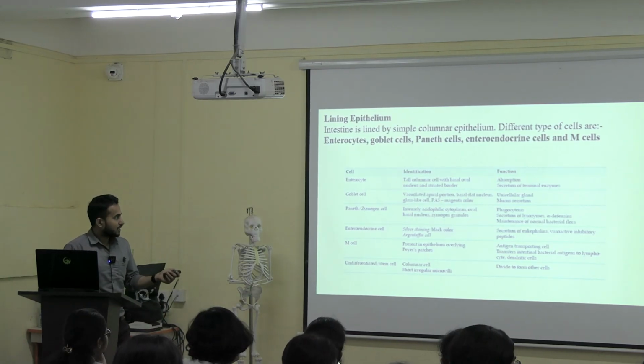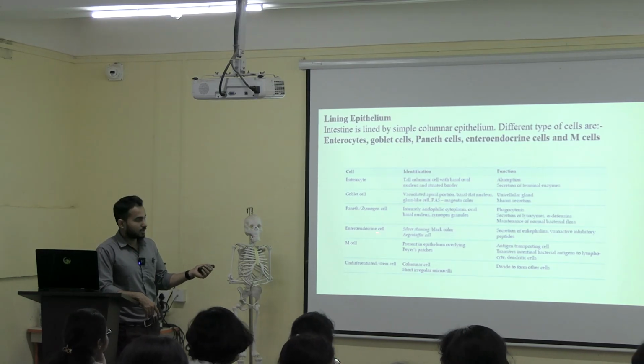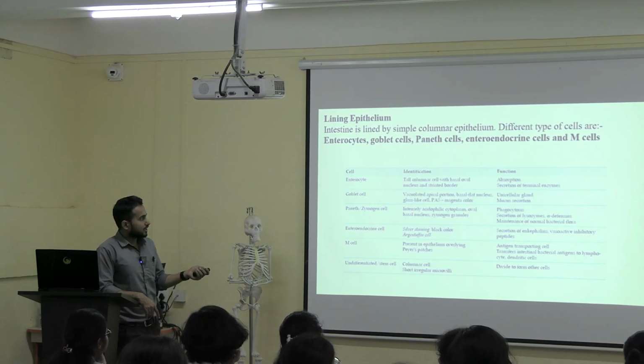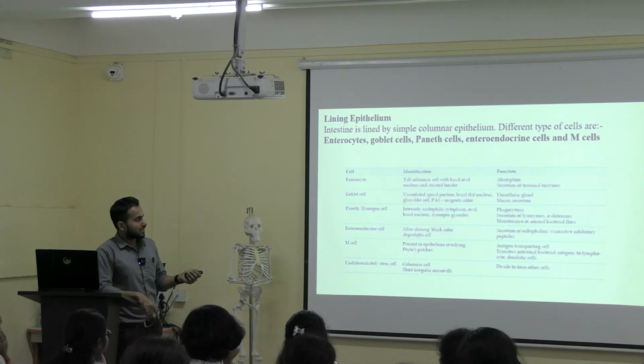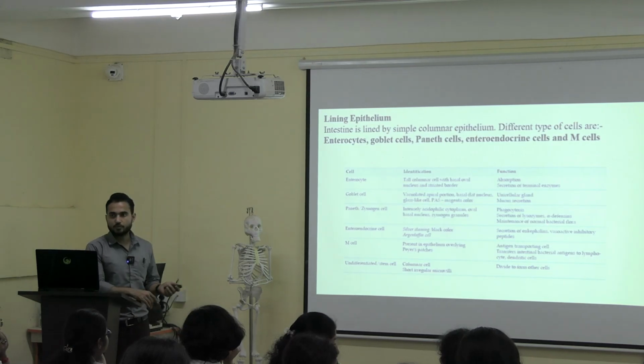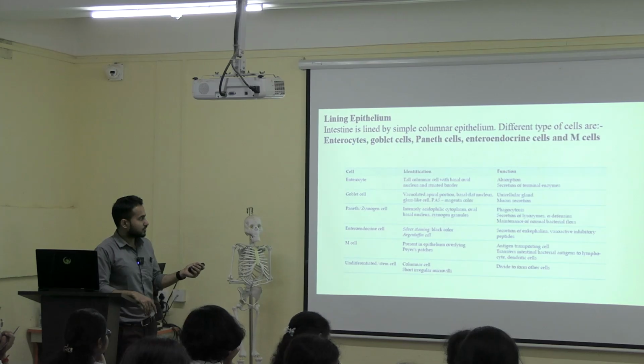They will secrete mucus. Next, a very important cell is the Paneth cell, also called the zymogen cell. I hope you have heard the name of this cell. What is the function? You can see intensely acidic cytoplasm, an oval basal nucleus, and zymogen granules on the apical part. Functions are phagocytosis, secretion of some hormones, secretion of lysozyme and alpha defensin. With the help of alpha defensin and lysozyme, it maintains the normal bacterial flora present in the small intestine. That is the function of the Paneth cell.